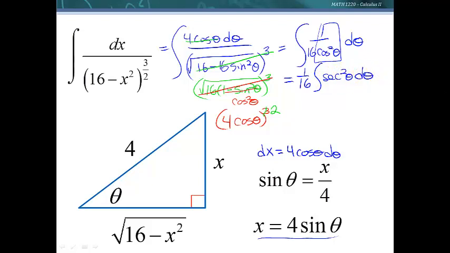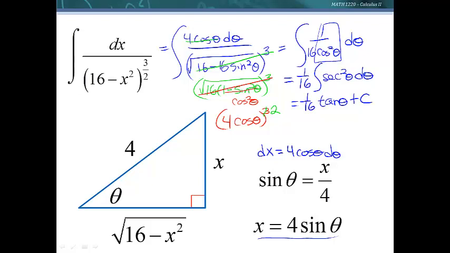Oh, well, I know the antiderivative for secant squared theta. So I can now work this integral. The derivative of tangent theta is secant squared theta. So this is 1/16 tangent theta plus our constant of integration.